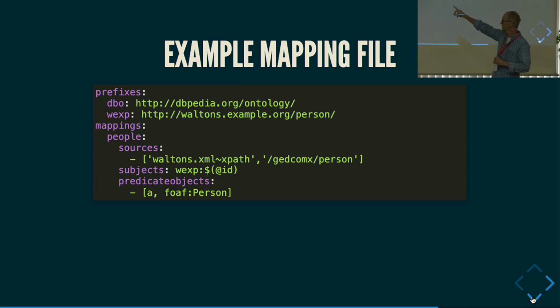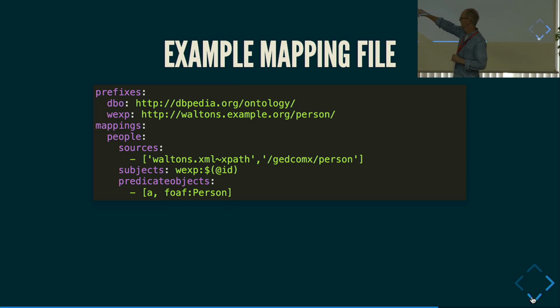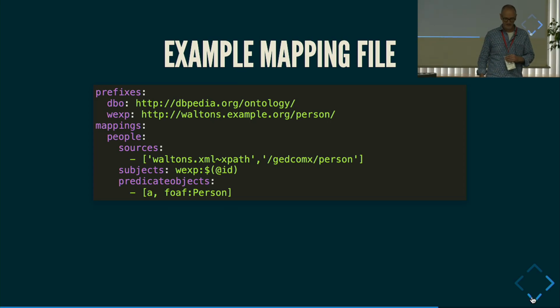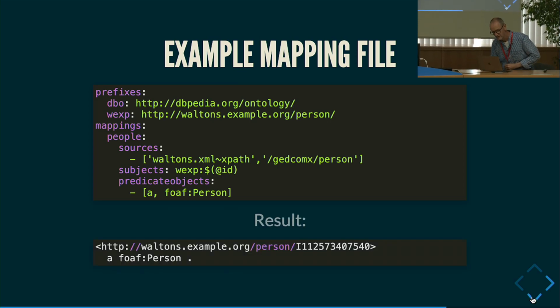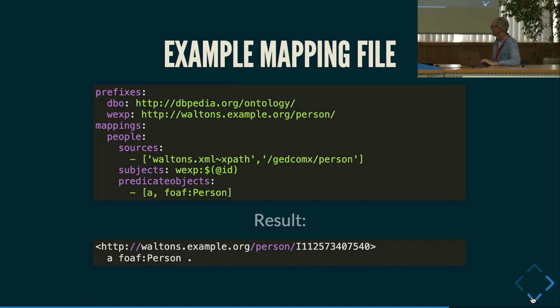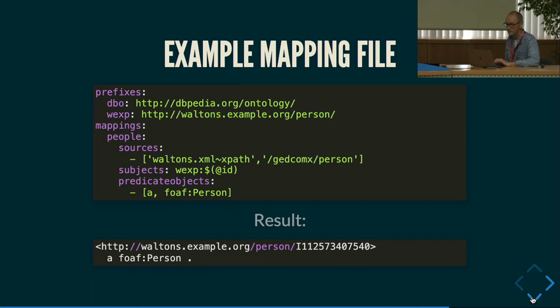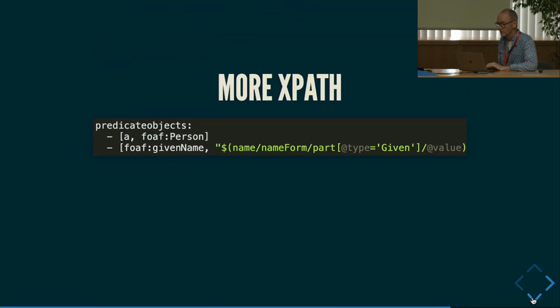And then my predicate objects, so the predicate is the A, which stands for RDF type, if you're familiar with that, and FOF person. So I'm saying that this is a FOF person. If I transform that, that's what I should end up with, a URI, a triple, basically.